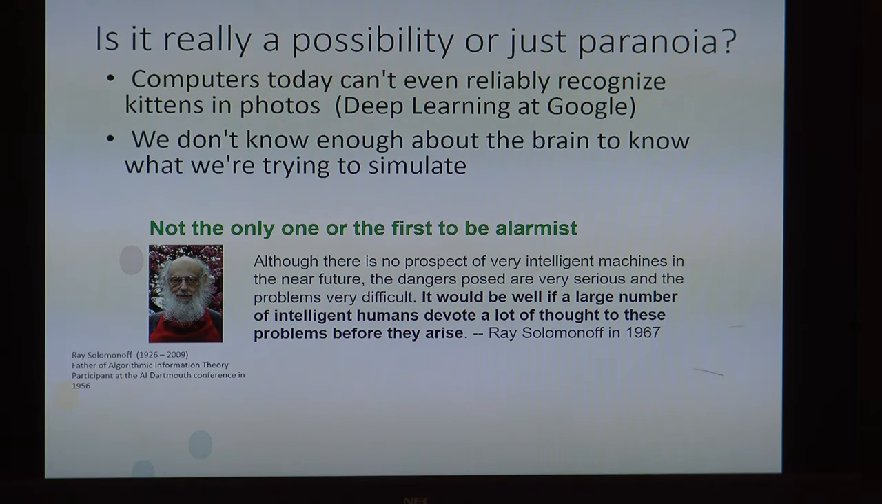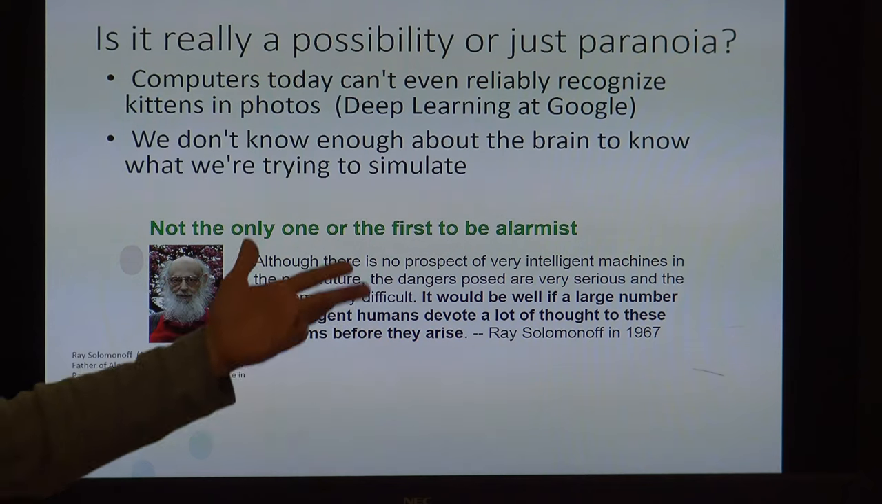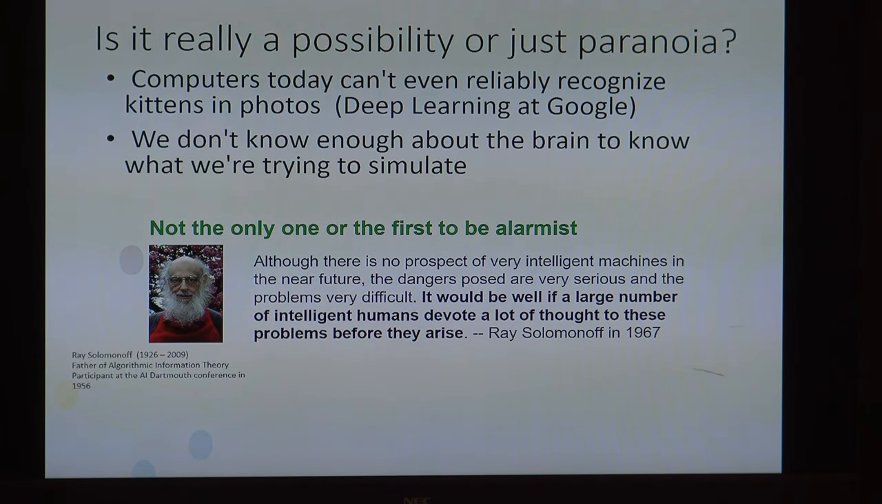So you see, Ray Solomonoff already warned us in the 60s that there is a possibility that we'll have very intelligent machines, and it's a good thing to start devoting energy and time to think about what to do about it now, rather than waiting till it happens and then say, oh, what do we do? Okay. When it happens, it's too late. So it's not new.